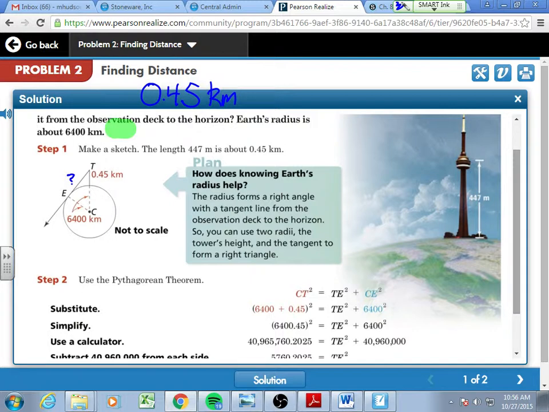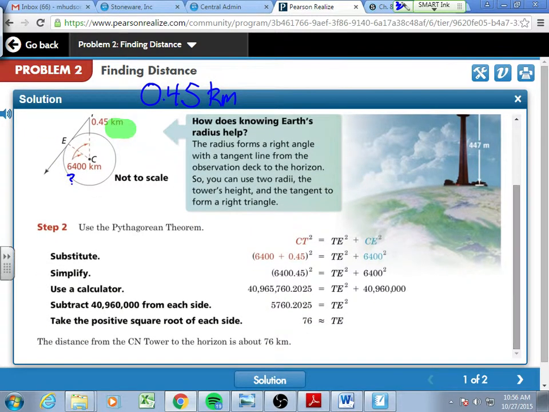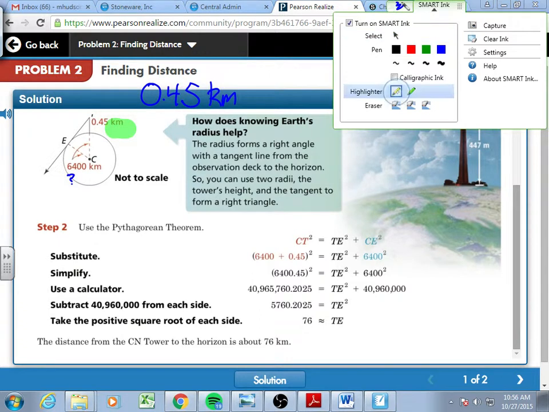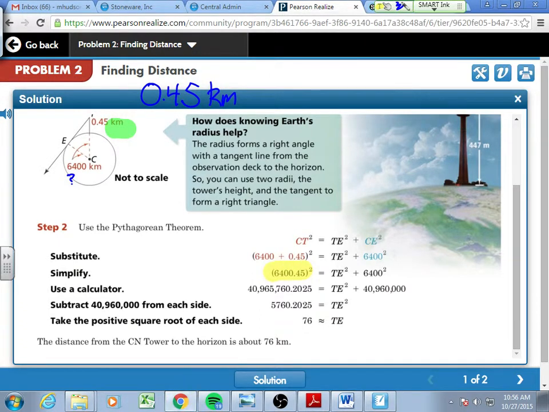Well, yeah, okay, if we didn't know it, but right now we can know the hypotenuse. Oh, I know. Emily? You just gotta add the radius to how tall the thing is. We just add the radius. So really, since the radius is 6,400 kilometers, the hypotenuse is 6,400.45 kilometers. So that's where we get this value right here, is just this radius.